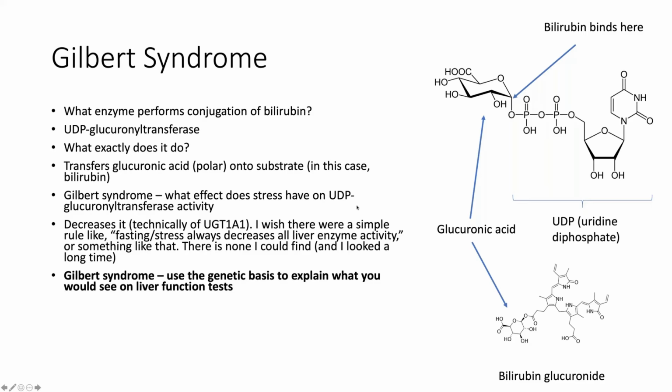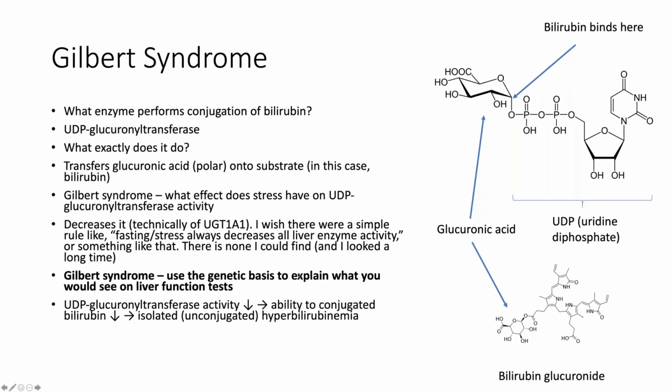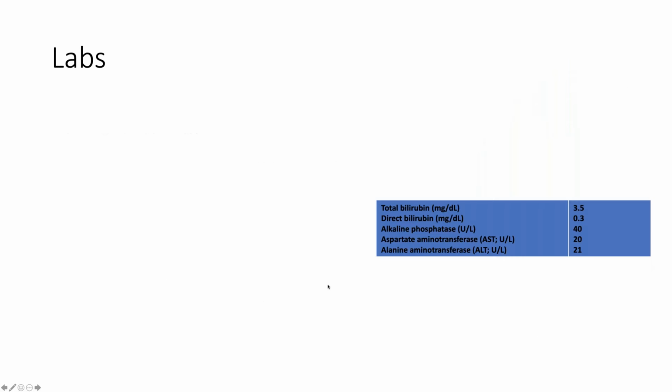But if they're presenting, presumably it's higher. In order to see jaundice, I think you have to have a bilirubin of at least 2.5. Yeah, if they're coming in, it's because they're symptomatic. So yeah, it would be high. Right. So good. UDP glucuronosyltransferase activity is low. When they're stressed, it gets even lower. And so they can't conjugate bilirubin well. And so they get an isolated unconjugated hyperbilirubinemia.